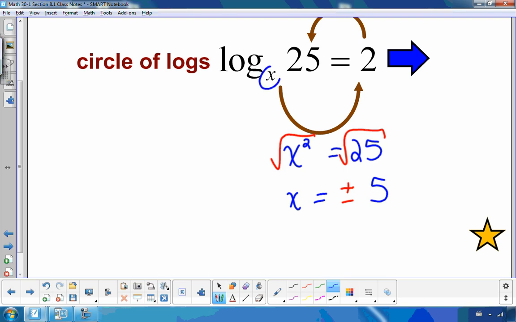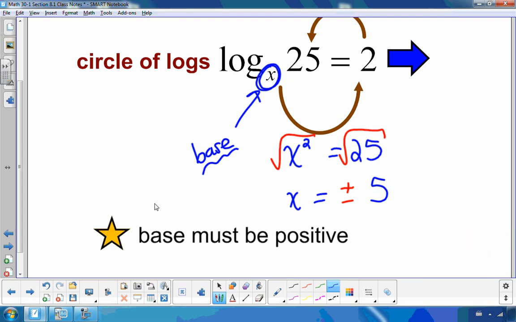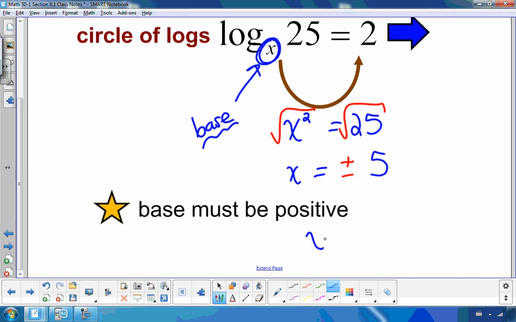But x is a base. X is a base. And do you remember what we said about base? The base of a log and the base of an exponent are the same, and they both must be positive. So that means that negative 5 is an extraneous root, and x equals 5 only. So x cannot equal negative 5 because the base must be positive.